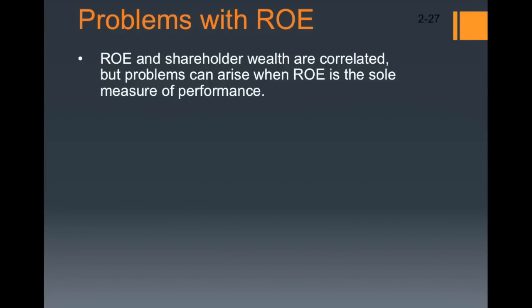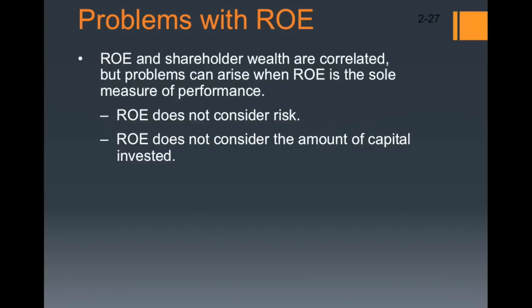One of the themes of this class is risk and return, that you must be adequately rewarded for any risk that you're taking. ROE doesn't consider risk. It doesn't say, okay, we have a higher ROE because we're taking riskier projects. You need to be sure that you're making a sufficient amount of return to compensate for the extra risk that you're taking. ROE also doesn't look at how much it costs to earn that ROE. It doesn't look at invested capital.